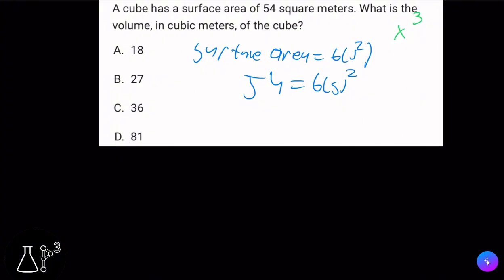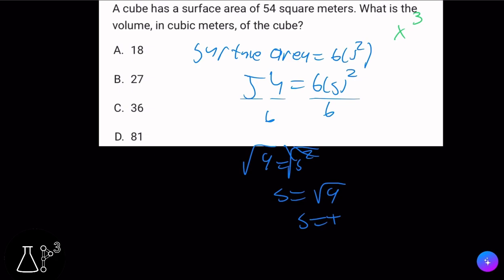So if I divide by 6 on both sides, I'm going to get 9 equals x squared. And we find the square root on both sides. These cancel out over here, so I'm left with s equals square root of 9, which is s equals positive and minus 3, but it can't be negative 3 because that doesn't make sense. So s equals positive 3.